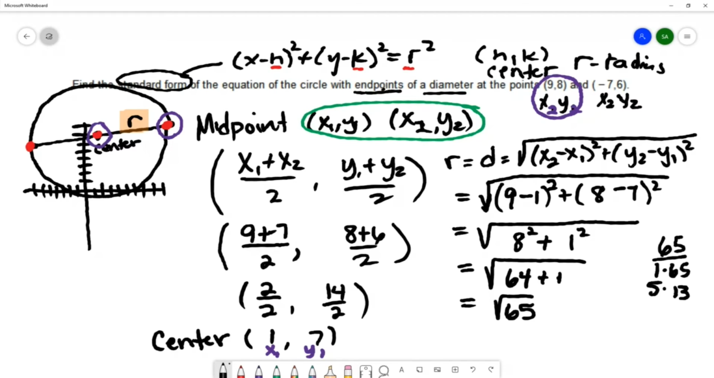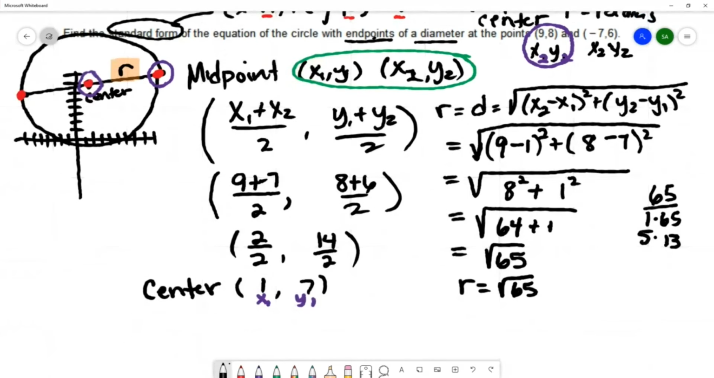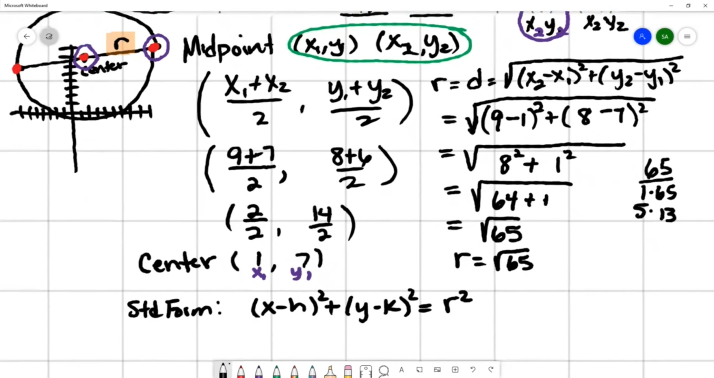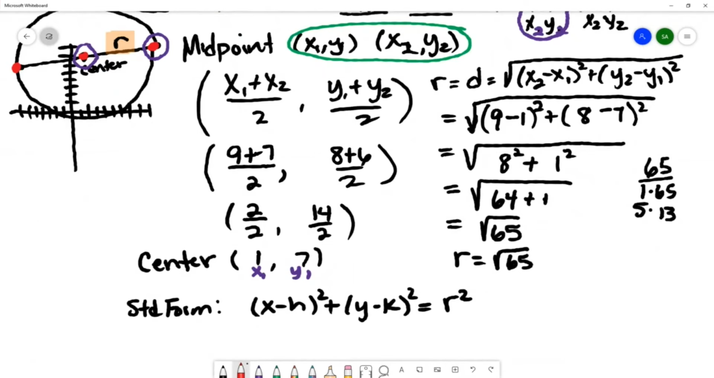So now I have my radius. My radius is square root of 65. So now that I have my center and radius, I'm going to use the standard form, which is (x minus h) squared plus (y minus k) squared equals r squared. We'll substitute in the h and k. So the center is h and k. And we have square root of 65 being our r.